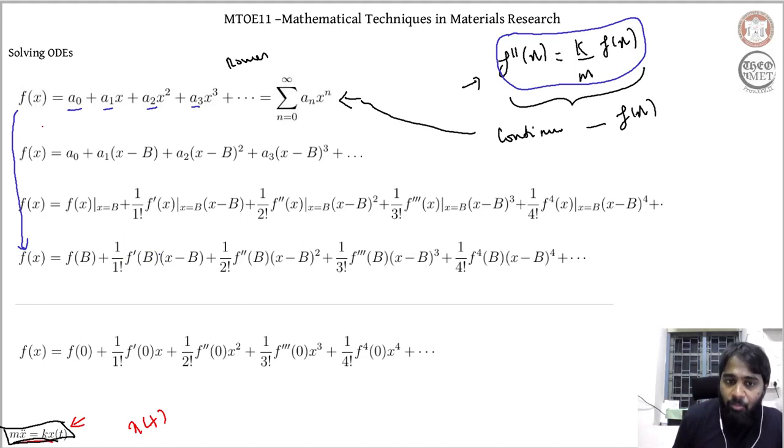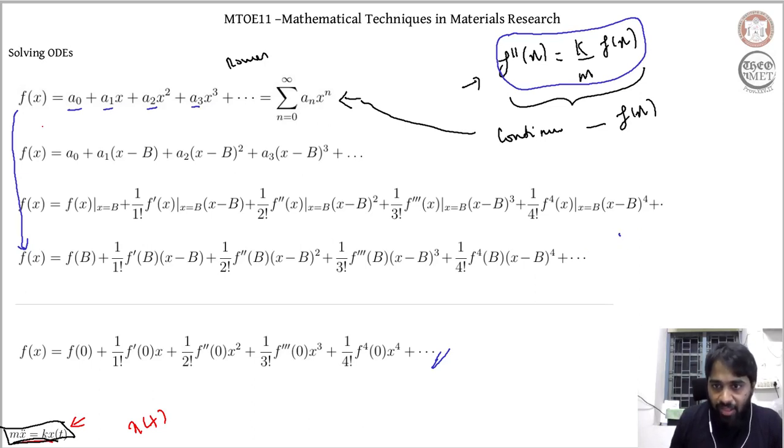Now instead of a random point B, if my solution is differentiable at the point of origin 0, then I can replace B with 0, and I end up having an expression like this. So I assumed my solution to be continuous, and that assumption has given me unknown coefficients. These unknown coefficients turn out to be the derivatives of the function at a specific point, and when I know the first derivative, second derivative and so on at that point, I will be able to have the expansion of my solution, and these expansions are called the Taylor series expansion.